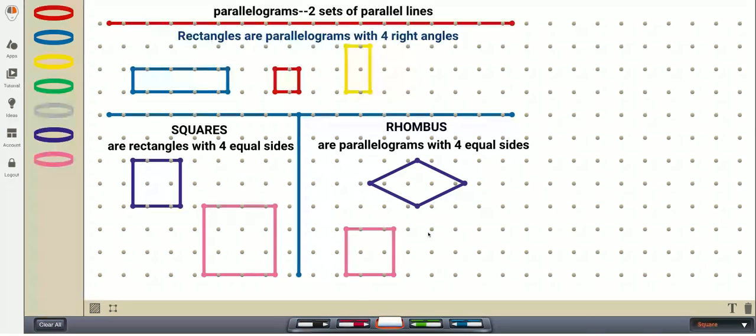But what happens if I don't have a rectangle? This is a parallelogram. It is not a rectangle. It does not have right angles. But it is a rhombus. A rhombus is just a parallelogram, two sets of parallel lines, that has four equal sides. So a square is a rhombus too. So a square can be called a rhombus, a square, a rectangle, and a parallelogram. It can be called so many different things. Let's practice.